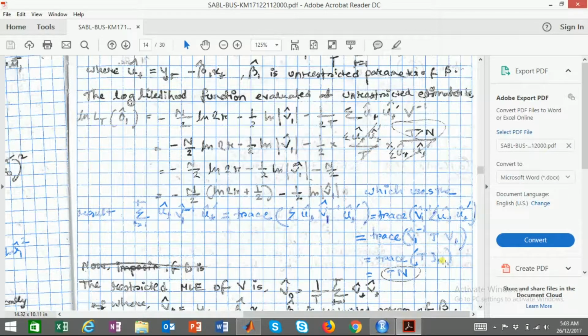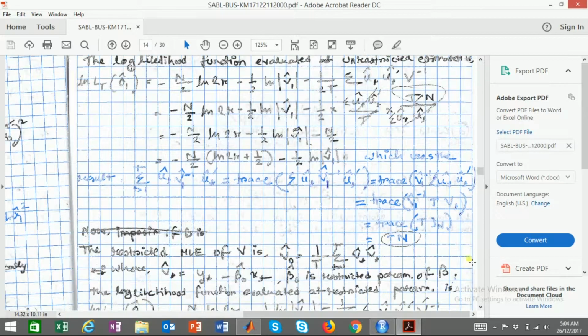Multiplied together, we have t and tv. T is the total number of observations or the total time, v is the covariance matrix, and v inverse we already had, so they cross out. So t multiplied to the identity matrix, or tn. So trace is the sum of diagonal elements.